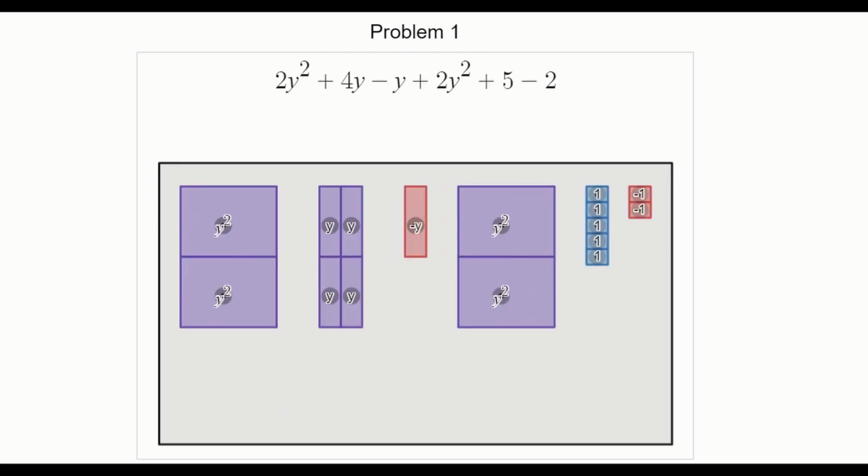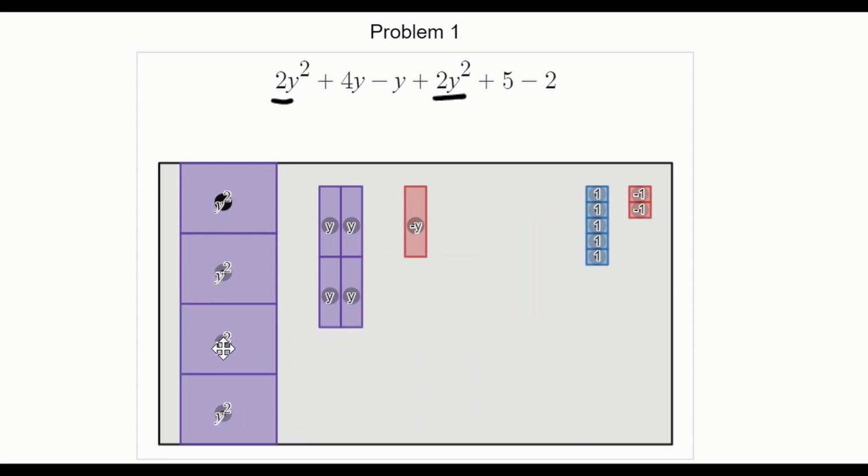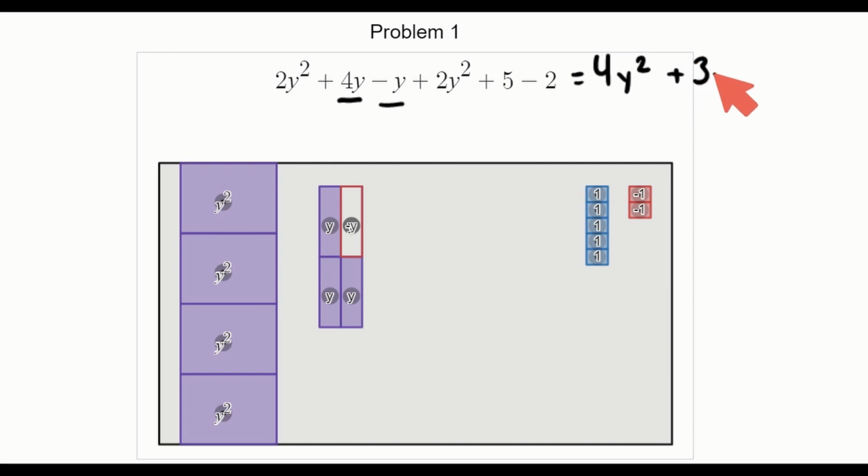Problem 1. First, let's group all the y squareds together. So moving these y squareds with these y squareds. Since these are the same signs, we're going to count them up. So what's 2y squared plus 2y squared? We have a total of 4y squared. Now let's group our y's together. We have 4y and a negative y. What's 4y minus y? Notice that these are opposite signs, so they're going to cancel out. So we're left with 3y, plus 3y.